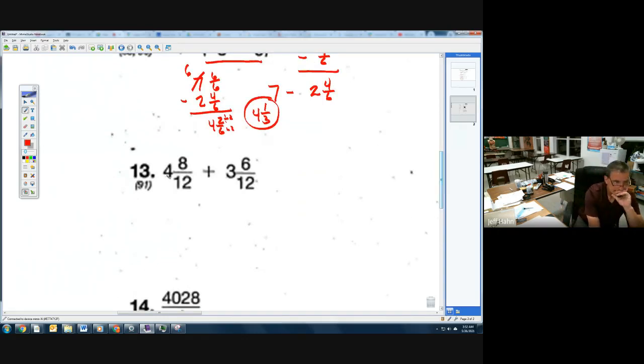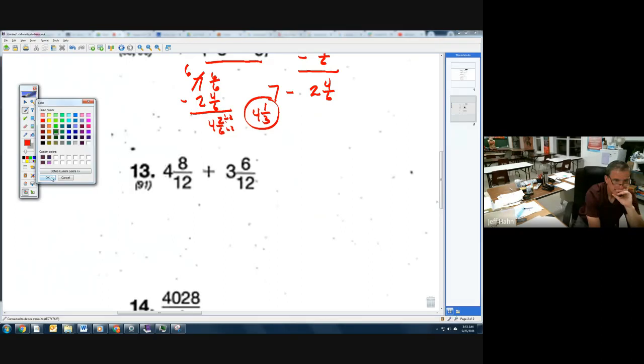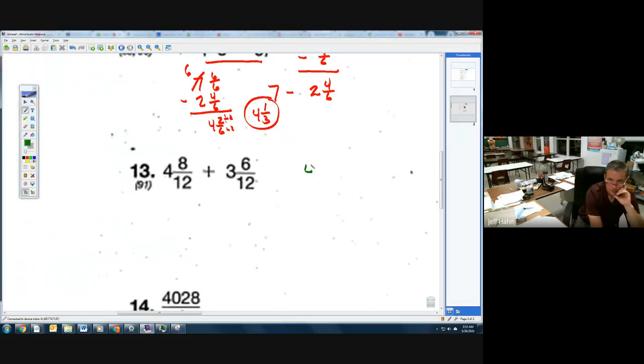Problem number 13. Boys and girls, problem number 13. Let's go with a shade of green here. It is 4 8/12 plus 3 6/12. Writing them up and down, they already have common denominators. 8 plus 6 is 14/12, and 3 plus 4 is 7.